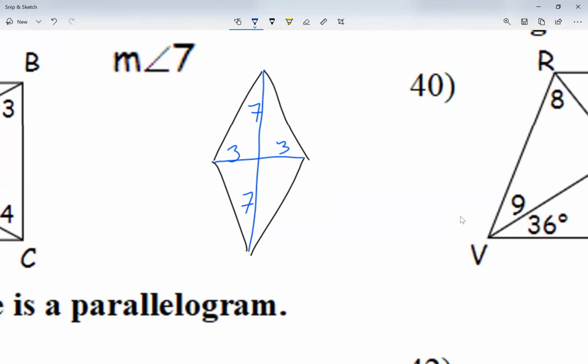Now, interesting on the diagonals though, when it comes to angles, the angle in the center, right? In the center of my rhombus, they will always cross at 90 degrees. Okay. So any angle in the center will always be 90 degrees. My diagonals will always intersect at 90 degrees. Another interesting thing on my rhombus, my diagonals cut each angle in half.